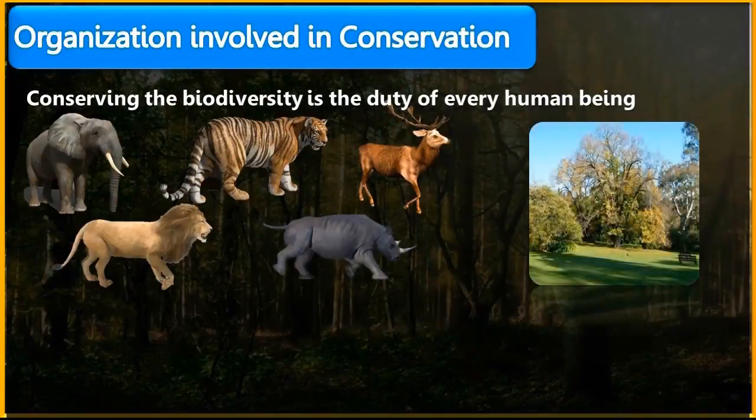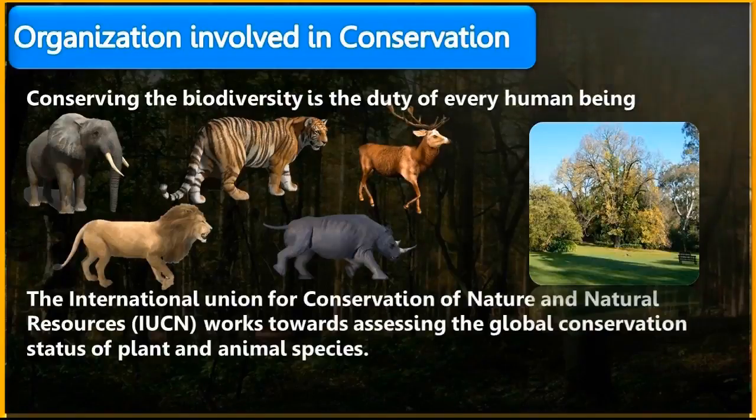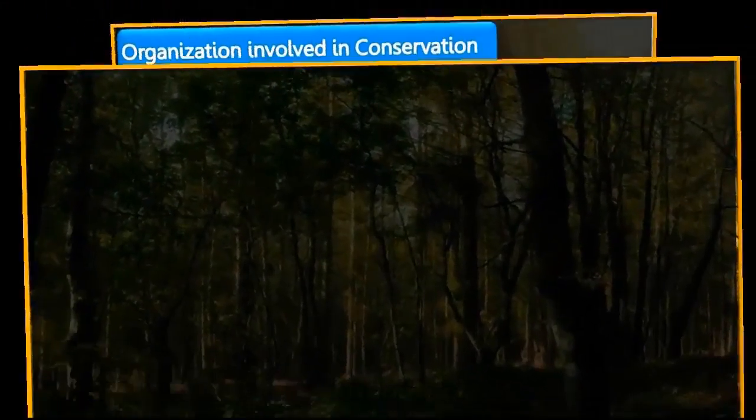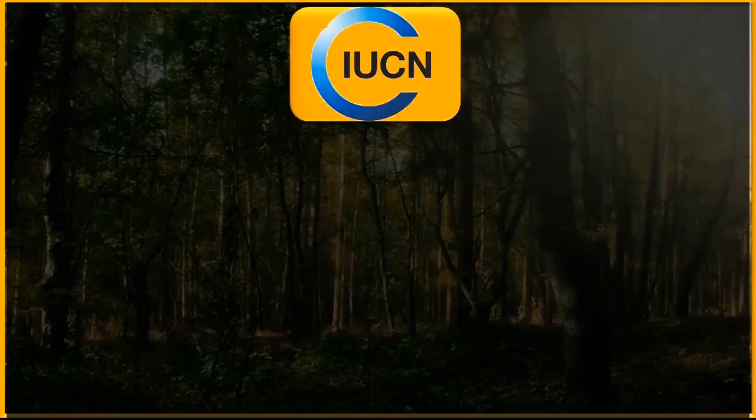The International Union for Conservation of Nature and Natural Resources works towards assessing the global conservation status of plant and animal species. IUCN maintains a comprehensive list known as the IUCN Red List of Threatened Species. Here, species are classified into 9 categories on the basis of criteria such as the rate of decline, population size, area of geographical distribution, etc. The 9 categories in the IUCN Red List of Threatened Species are given below.